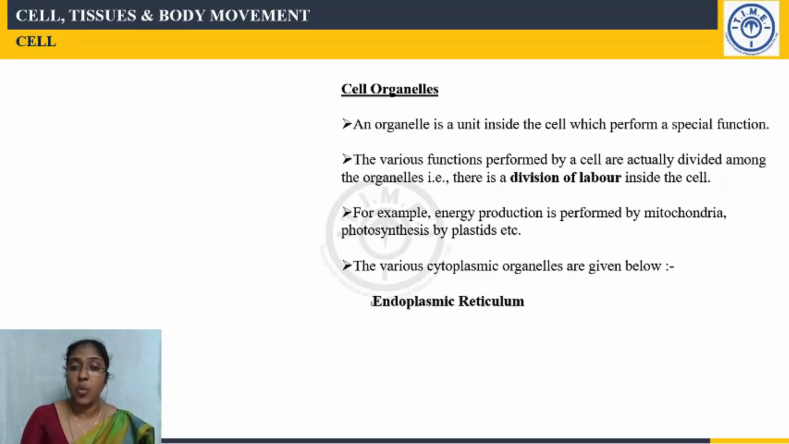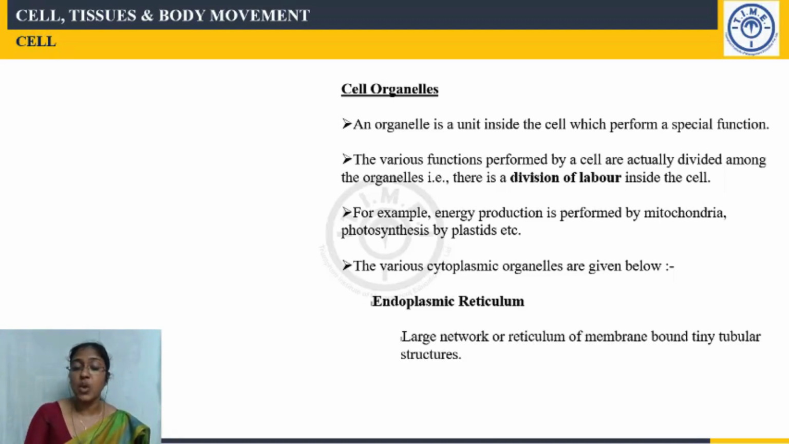The first one is endoplasmic reticulum. Please note, we are going to start discussing endoplasmic reticulum. We have now discussed the outer structures, that is the cell wall and cell membrane. Inner to it protoplasm is present, and the fluid content is cytoplasm, which contains many cell organelles, and each cell organelle is assigned different jobs. That means there is a division of labor inside the cell. So the first one is endoplasmic reticulum.